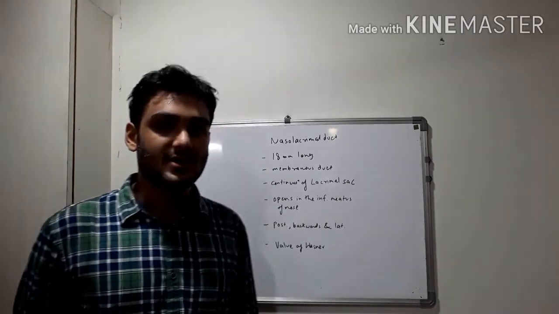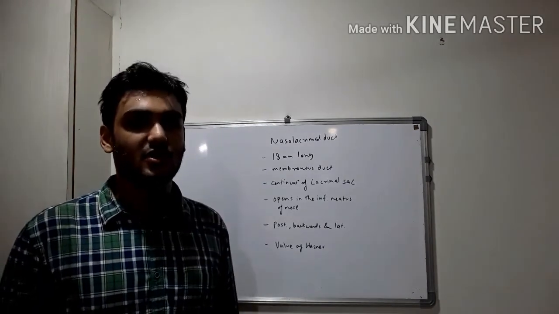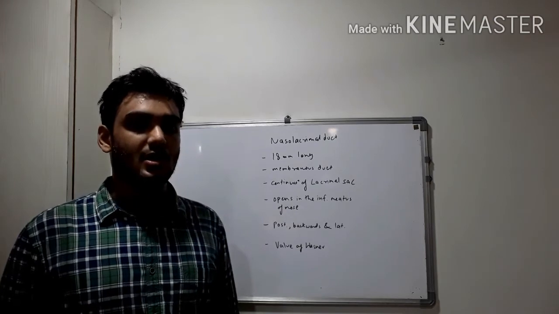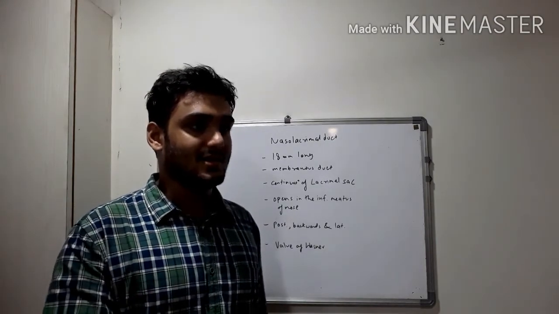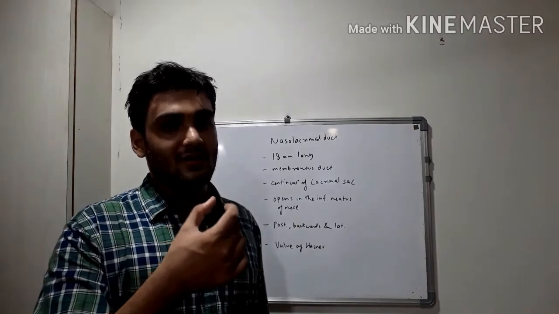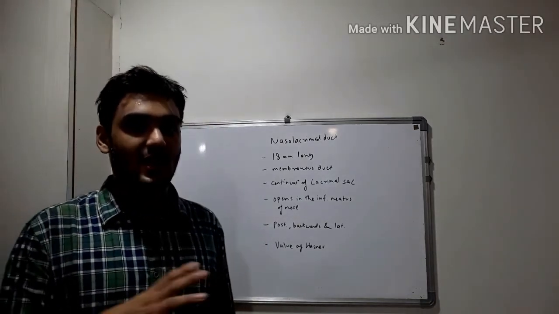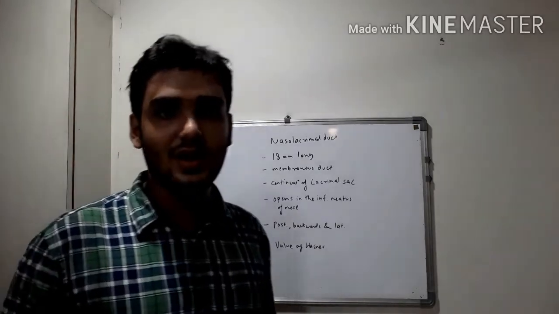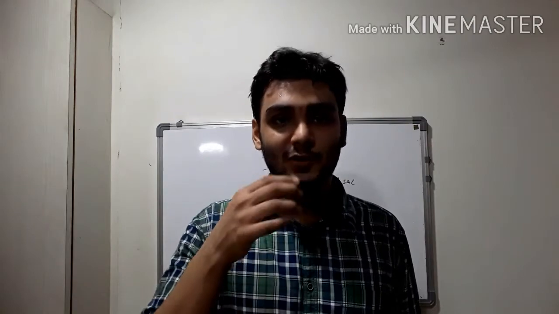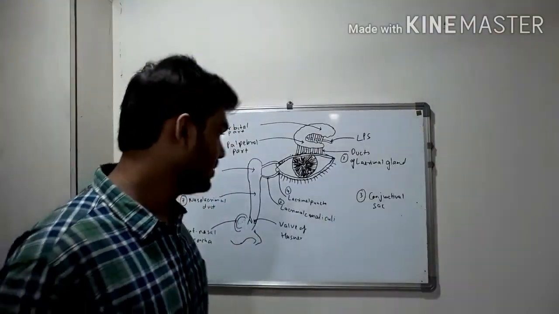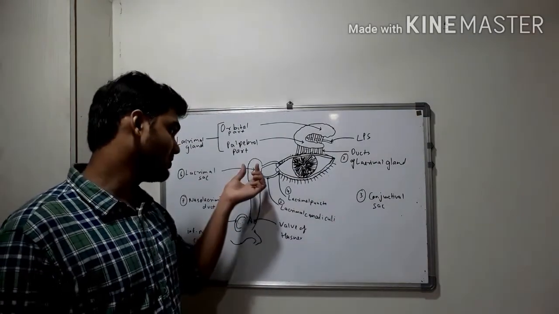Moreover, its course is downwards, backwards and lateral, and it opens into the inferior meatus of the nose. Near its lower end, where it opens up, we have an imperfect valve formed by the mucous membrane, which is known as the valve of Hasner. This valve has the function of preventing the entry of air into the eyes when we are forcefully blowing our noses. So this is the valve of Hasner, the imperfect valve at the end of the nasolacrimal duct.